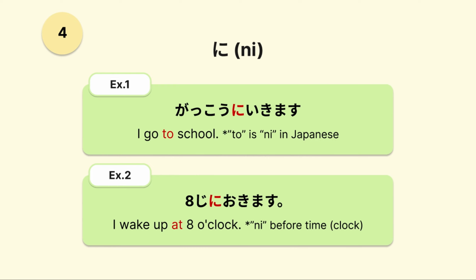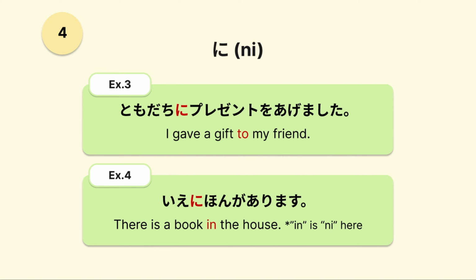Example 2. 8時に起きます. I wake up at 8 o'clock. When we have at before clock, we need ni. 8時に起きます. Example 3. 友達にプレゼントをあげました. I gave a gift to my friend. To my friends. To is ni. Example 4. 家に本があります. There's some book in the house. In this case, in is ni. In the house. 家に.